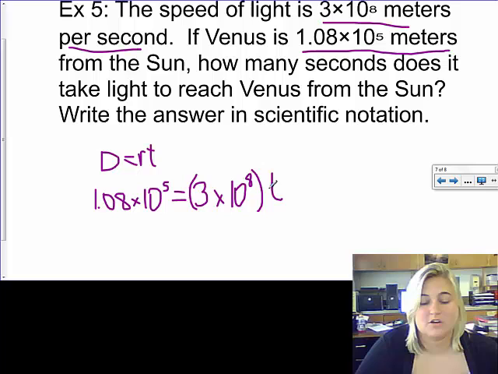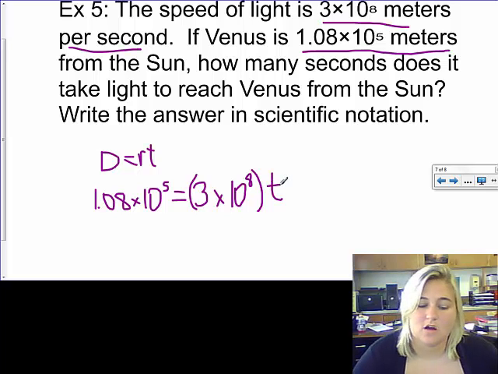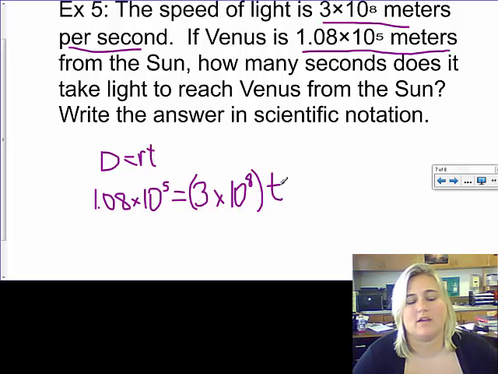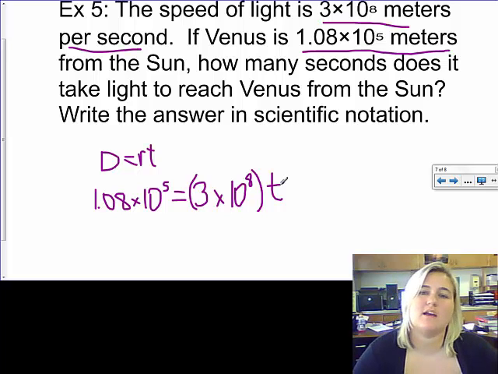So what I want you to do is solve for T, the time, on your own paper. And you're going to have to use something that we've learned today and what you know about keeping equations equivalent. What must I do to get T by itself?